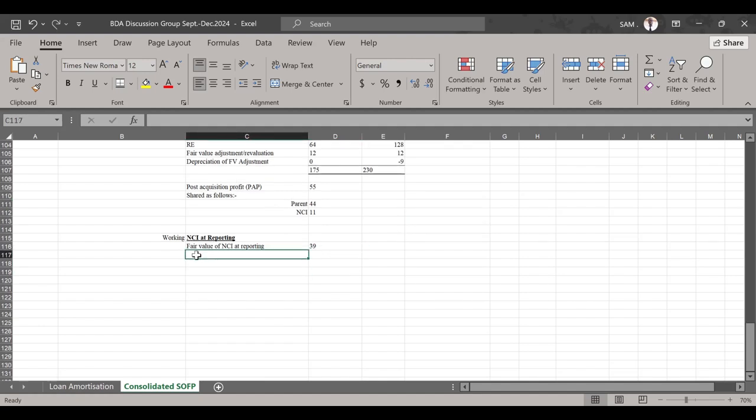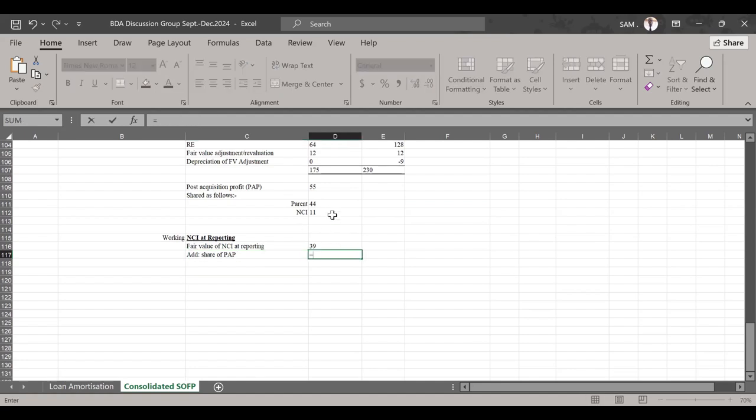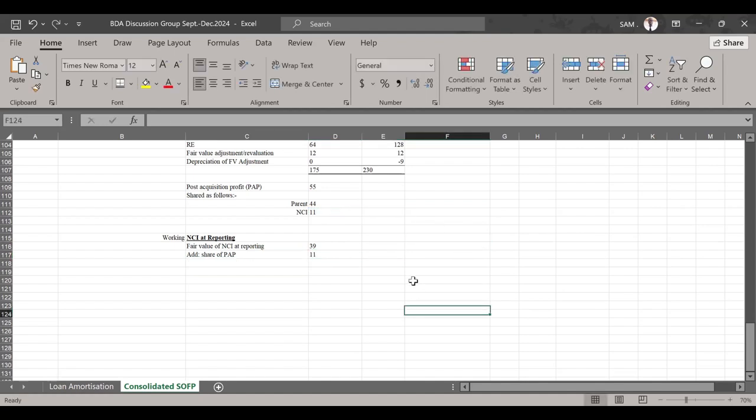We started by fair value at reporting, which was 39. But then I said the next step is to add share of PAP, which is the post-acquisition profit. We already have it because we are dealing with NCI. What is their share? I will just refer to this 11 here. You can see that is the share that we've just calculated. That adds on to the NCI at reporting.